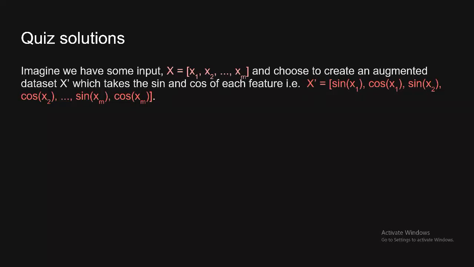So now we get into the slightly more interesting question. Imagine we have some input x, which is just some m features: x1, x2, up to xm. And we choose to create an augmented data set, x prime, which takes the sine and cosine of each feature. So instead of the regular features, we now have sine x1, cosine x1, then sine x2, cosine x2, and so on. This might be firing a couple of neurons from when I was talking about bases earlier.